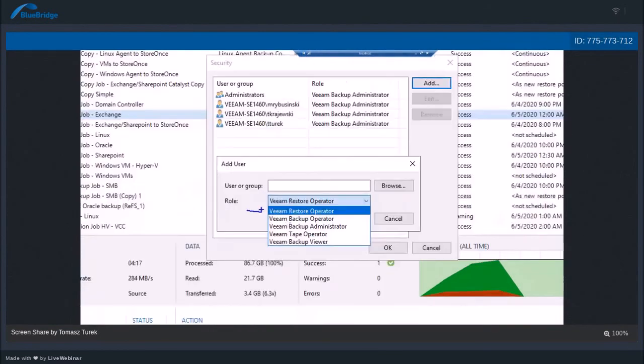We have something called the restore operator, a person who can only perform restores, but cannot create backups, cannot modify backups in any way. We have the backup operator, the role which is allowed to create backup jobs, edit backup jobs, but is not allowed to restore anything. Of course, the administrator, the person who can do absolutely everything. Tape operator, the person who is allowed to attach new tape devices, basically copy our backups to tapes. And we have a backup viewer, a person who wants to see what's happening with the backup infrastructure, but is not allowed to touch anything. So basically, this is like a read-only principle.